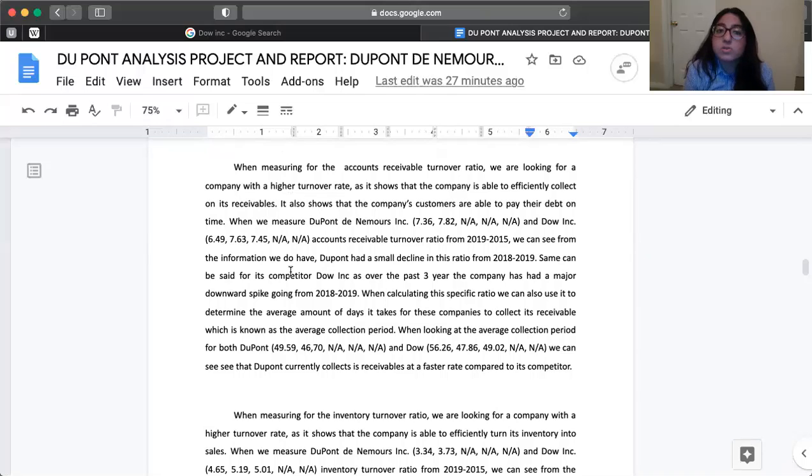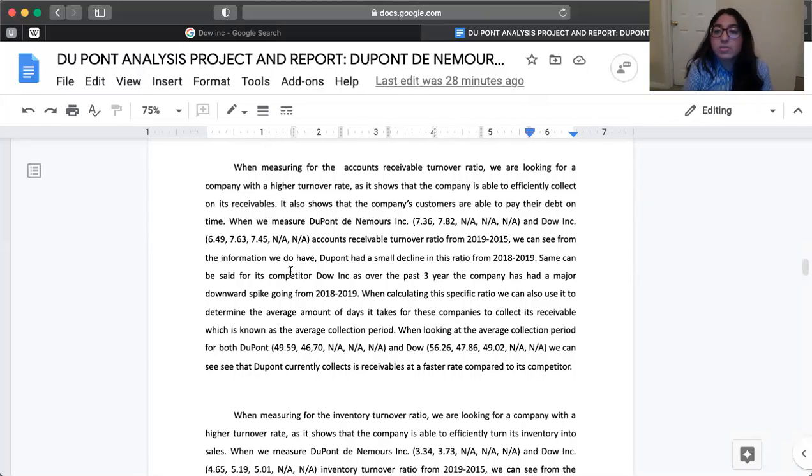When we measure DuPont and Dow's accounts receivable turnover ratio from 2015 to 2019, we can see from the information that we do have that DuPont has a small decline in the ratio from 2018 to 2019. The same can be said for its competitor, Dow Incorporated, as over the past 3 years the company has a major downward spike going from 2018 to 2019.